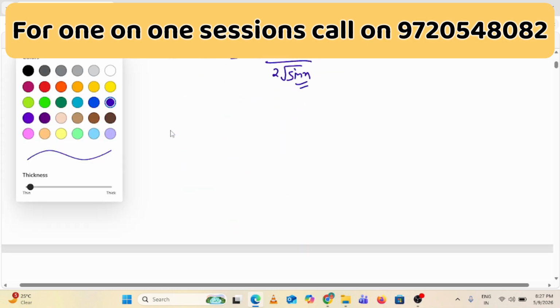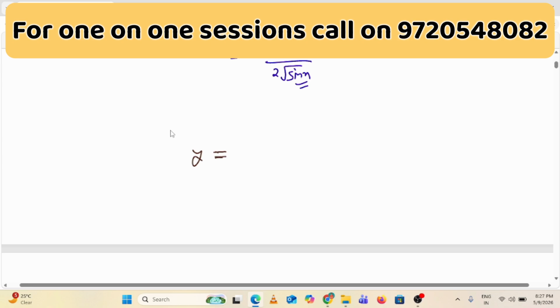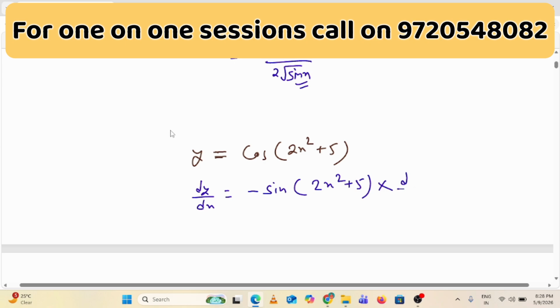Let me take one more basic example here. If you're having y is equals to cos 2x square plus 5. So we know very well differentiation of cos is what? Minus sine. So cos 2x square plus 5 differentiation will be what? Minus sine 2x square plus 5. But this is not the final answer. You have to differentiate this 2x square plus 5 again.